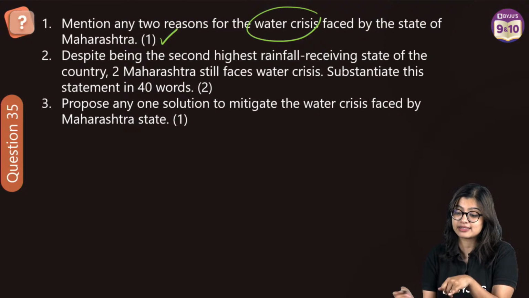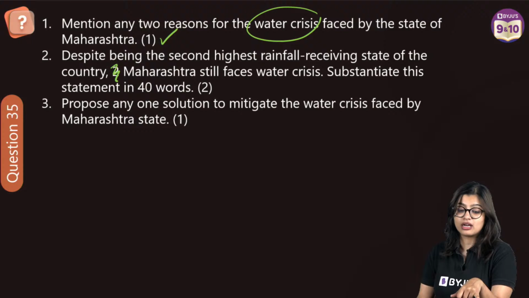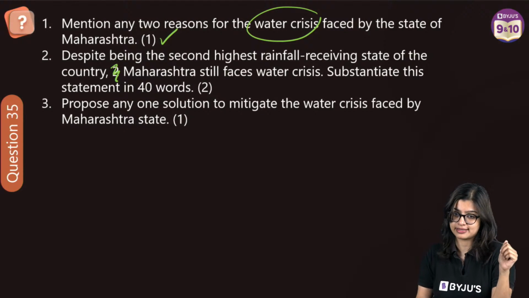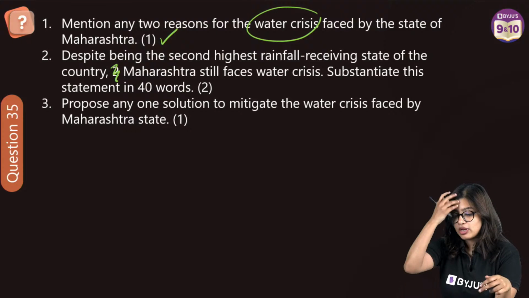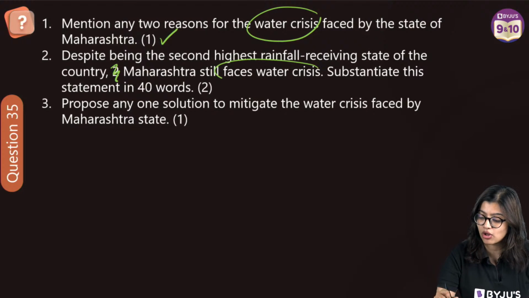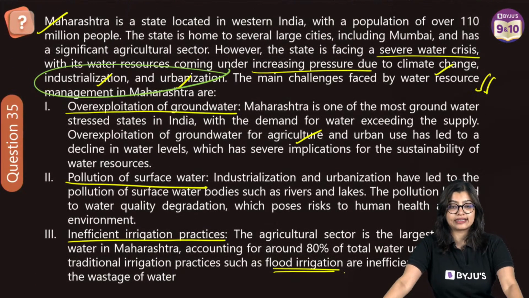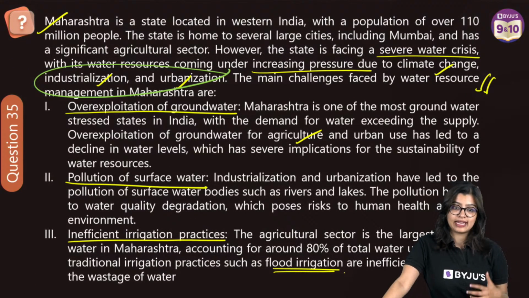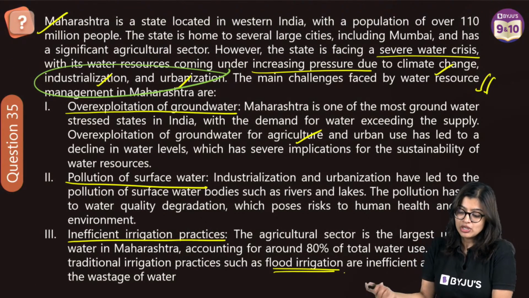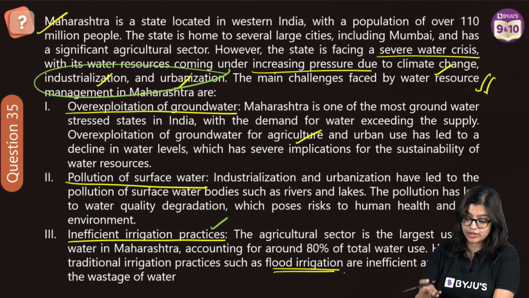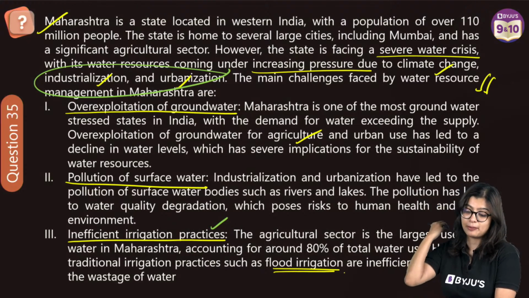Despite being the second highest rainfall receiving state of the country, Maharashtra still faces water crisis. So what is the reason? Even though they are receiving all of this, we see that they are facing water crisis. What is the reason? There has been pollution of water, right? So even though they are receiving a lot of this, there is pollution of water. And of course, we see that there are inefficient agricultural practices.